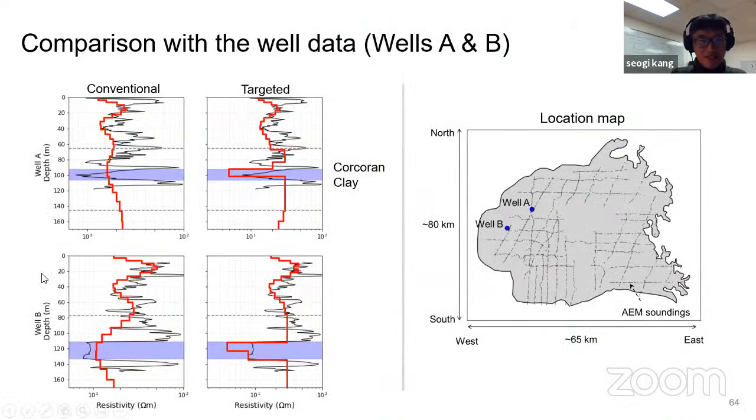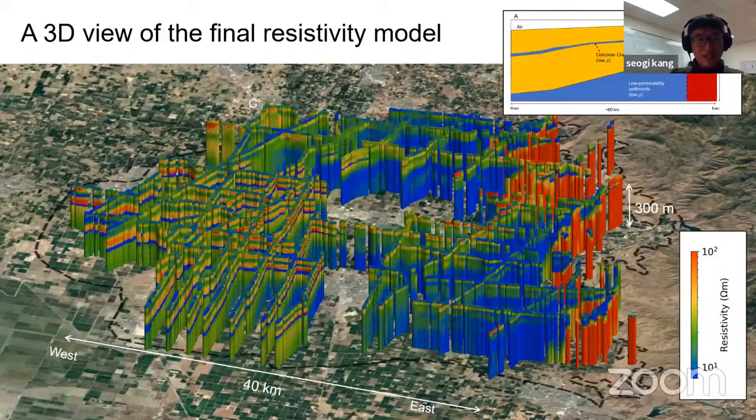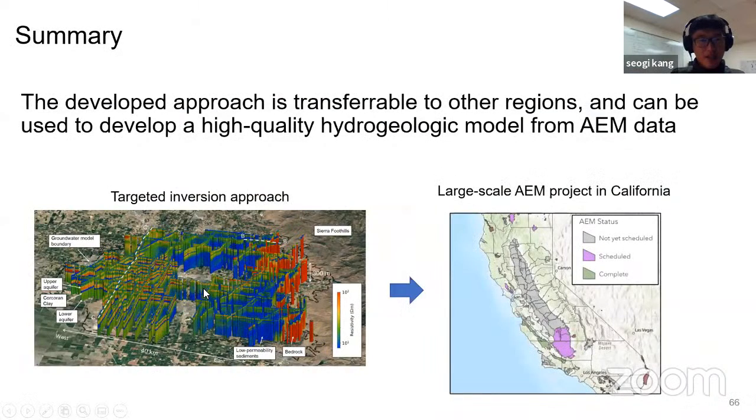Luckily, we had this ground truth data, and that was how we were able to calibrate our inversion process. As you can see, the targeted inversion was much better compared to the conventional approach. And that's a three-dimensional view of the final resistivity model that we were able to obtain. It's about 40-kilometer scale, and it's showing the top 300 meters. And that's the Corcoran clay.